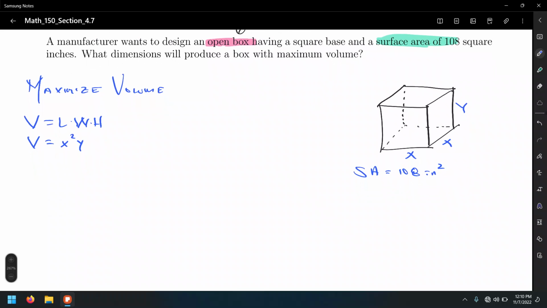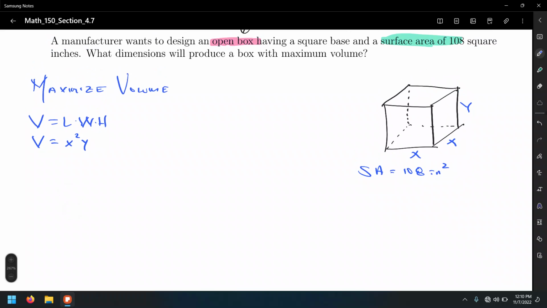So how are we going to define the surface area? The surface area of a cube, if these were all the same dimensions, x by x by x, would be the area of one single square face multiplied by 6. However, this is not a cube. It's only a square base, and we have a height other than x. Also, this box is not to have a top. So that means we have the following.